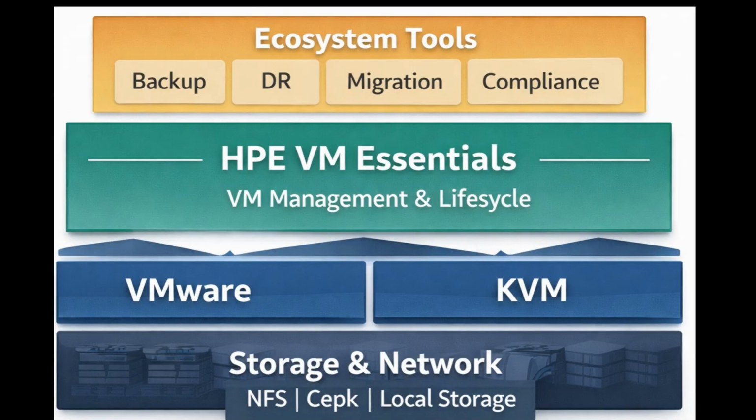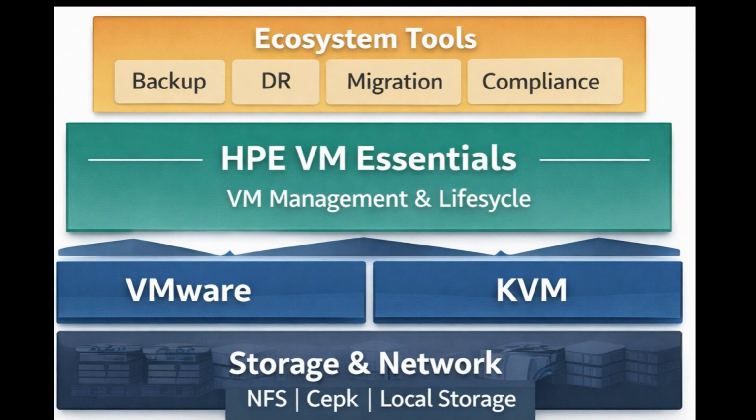The easiest way to understand VM Essentials is to think in layers. The first layer, the data plane, which in practice means the hypervisors themselves. This is where actual virtualization happens. In most environments, that means VMware on one side and the HPE virtualization platform on the other, which is built on KVM technologies. Each platform keeps its native behavior, APIs, and operational model. VM Essentials does not try to turn VMware into the HPE virtualization platform, or vice versa.